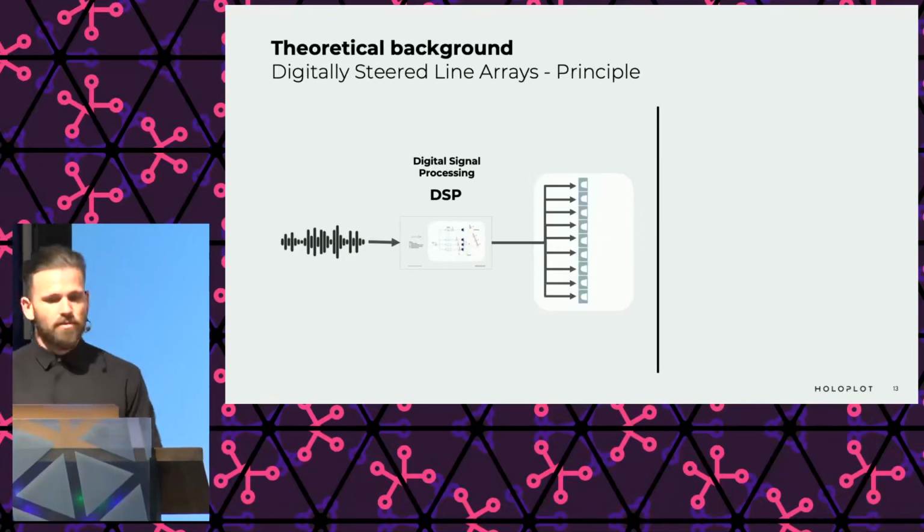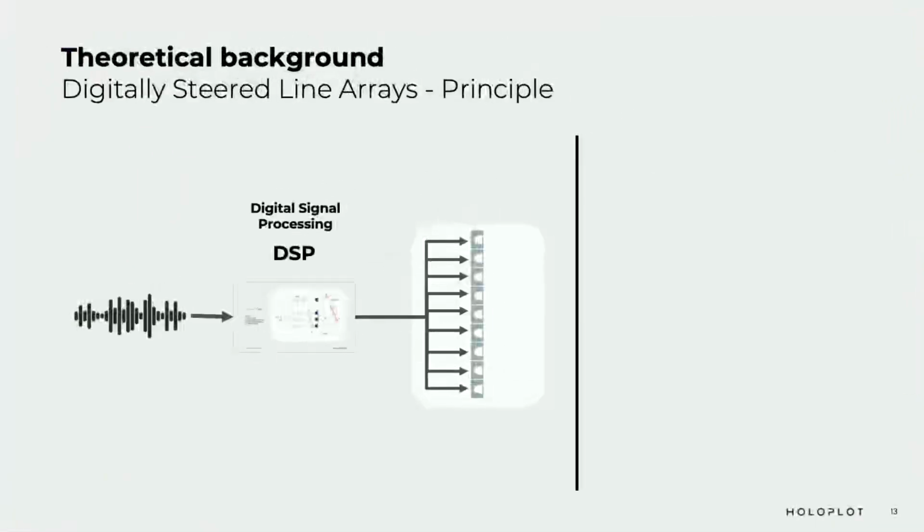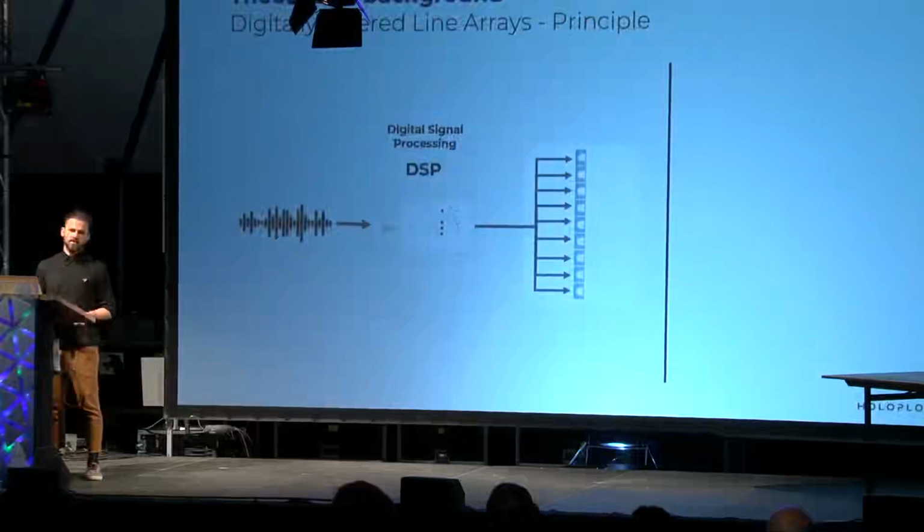Another approach to control the main lobe would be not using mechanical steering or mechanical tilting, but actually having still a flat line array and including a digital signal processing stage, also called a DSP stage, in between the signal input and the line array that we're using to control the main beam. This principle is also known as digital beam steering, as obviously it involves a digital signal processing stage in this process.